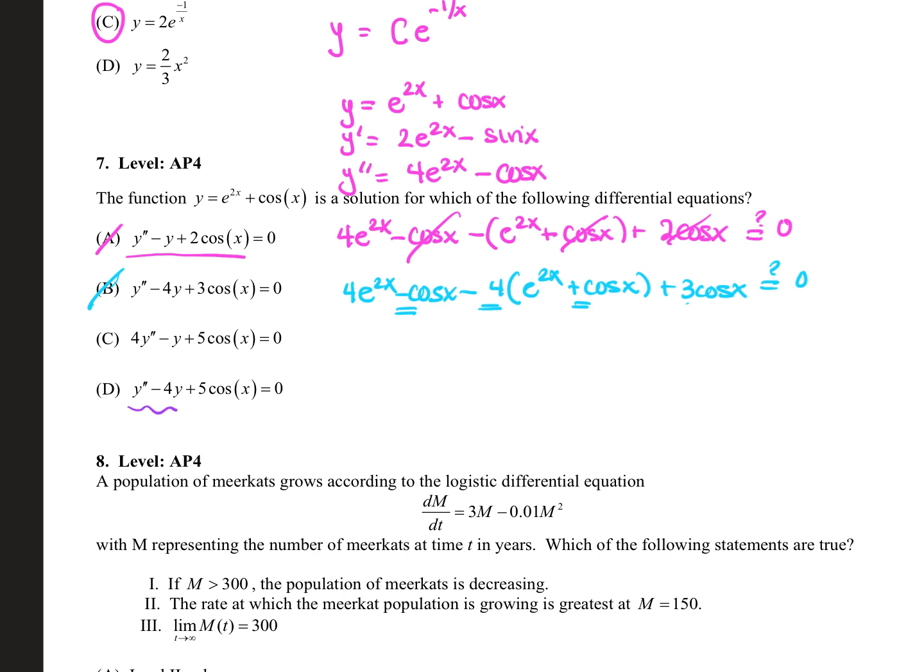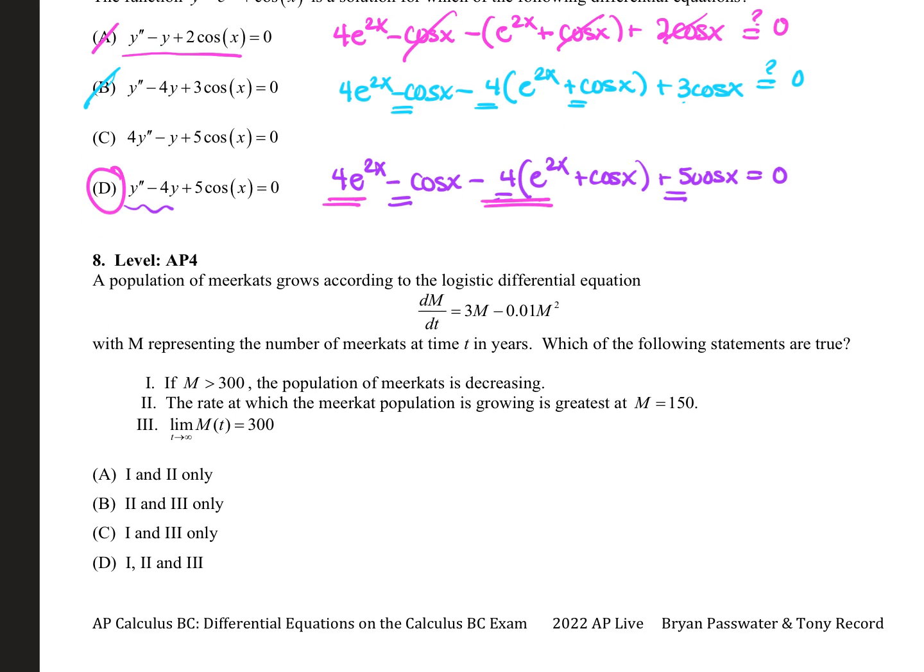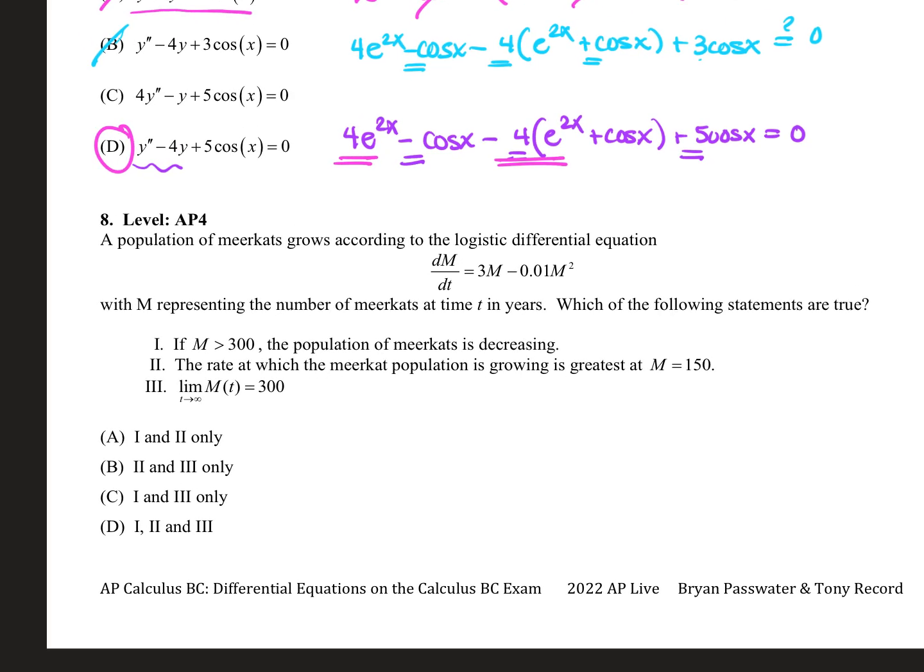And I'm going to go ahead and try D. Minus 4 times y plus 5 cosine x. So this is 5 minus 4 minus 1, so all of our cosines cancel. And then looking here, 4e to the 2x minus 4e to the 2x, those all cancel. So we got 0 is equal to 0, so that is your solution.